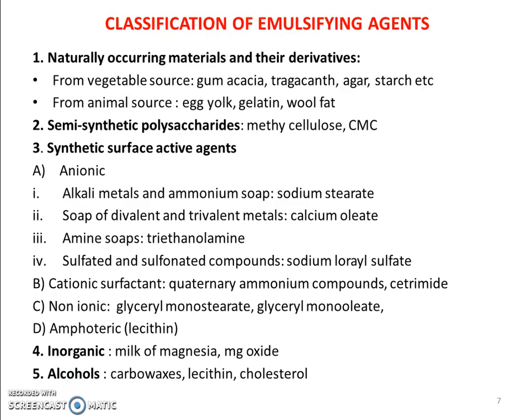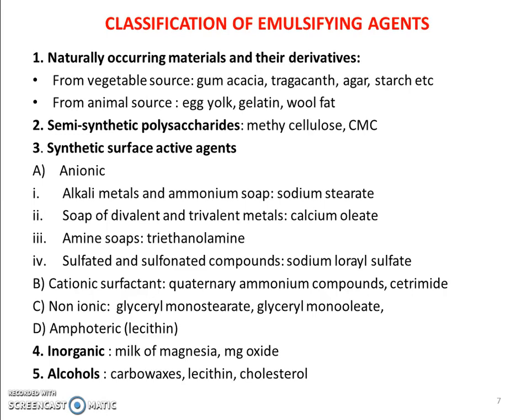Now, depending upon the nature of the emulsifying agent, they are classified into different types. The first is naturally occurring materials and their derivatives. This is again divided into two types: those obtained from a vegetable source, for example gum acacia, tragacanth, agar, starch, etc., or those obtained from an animal source, for example egg yolk, gelatin, wool fat, etc. The second class is semi-synthetic polysaccharides, for example methyl cellulose or carboxymethyl cellulose.